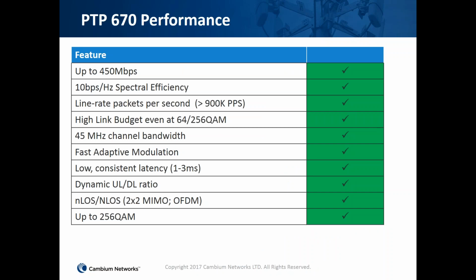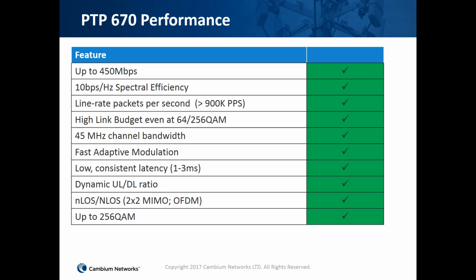Okay, so the first one is the radio performance. The PTP 670 has a max throughput of 450 Mbps, and it has a spectral efficiency of 10 bits per hertz. It also has a line speed of 900,000 packets per second. So what it means is you can process a lot more packets, given the speed of the packet processor. It has a high link budget even at 64 and 256 QAM.